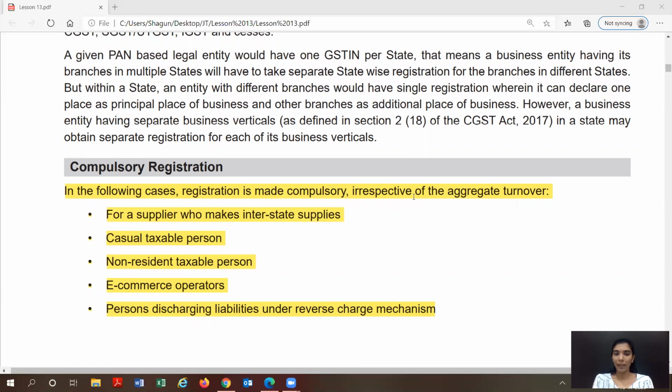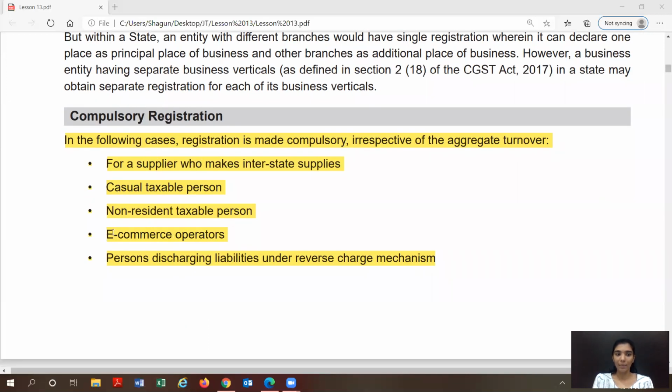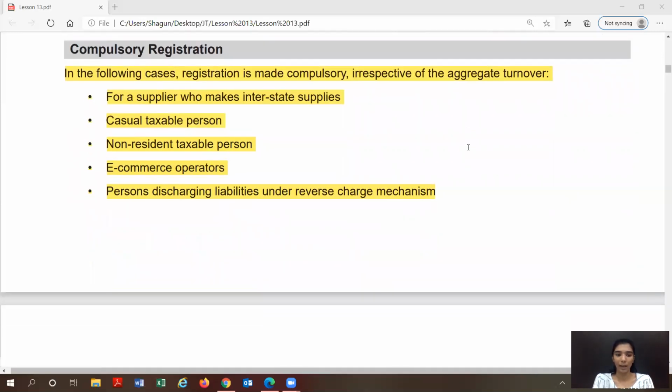Now, in the following cases, GST registration is compulsory: a supplier who makes interstate supplies, casual taxpayers, non-resident taxpayers, e-commerce operators, and a person discharging liability under the reverse charge mechanism. In all these cases it is compulsory to obtain a GSTIN number irrespective of aggregate turnover. The turnover criteria will not be applicable.